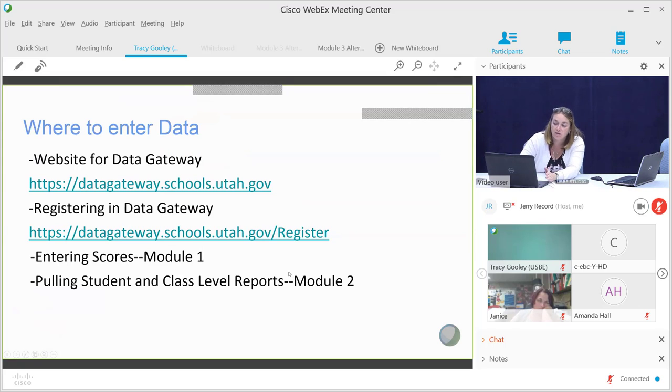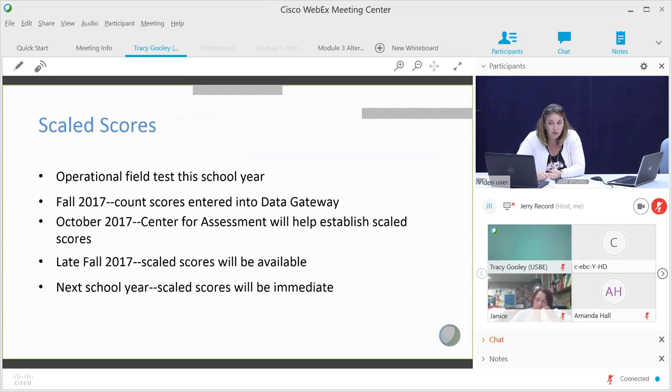Okay, and one of the other things we talked about earlier is that when you get in there to the data gateway and you click on the tabs, you're going to see all of your kindergartners. So just be really cautious about which tab you're entering students in. And we've talked about this as far as looking at scaled scores. We're considering this year an operational field test. So sometime this fall, we'll get with the Center of Assessment and look at establishing those scores, and so next school year, we'll be able to have that immediately for you.